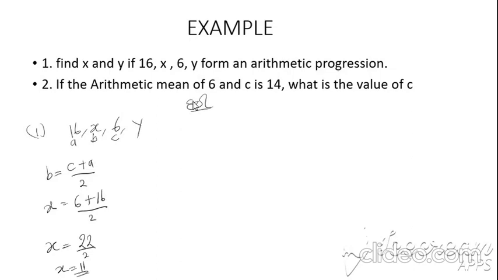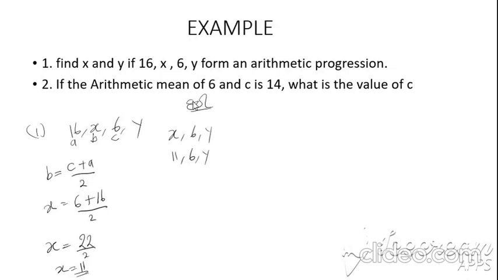Now that we have solved for x, we need to solve for y, because the question is asking us to find x and y. So since we have solved for x, it will be very easy for us to solve for y. Now this time around you need to know that your x, you have found it. Your x is 11, and then 6. So this time around you're looking for y.